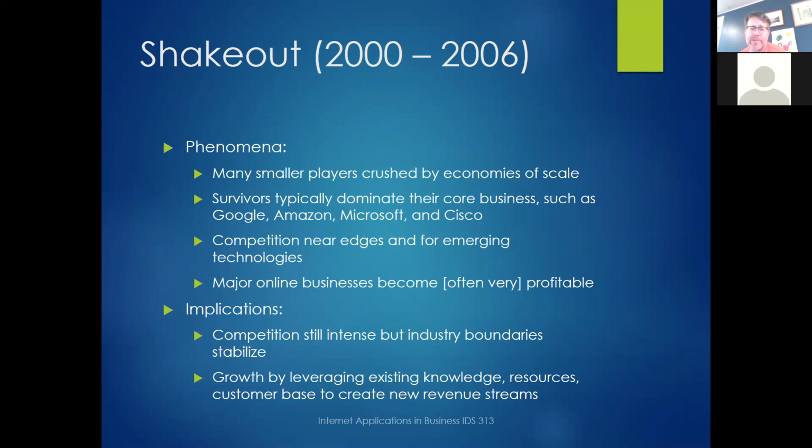So the implications of all this: competition is still pretty intense, but the industry boundaries are stabilizing, right? Basically, nobody's booting Google out of search. Nobody's booting Amazon out of retail. The one exception to this, I would say, is social media, right?